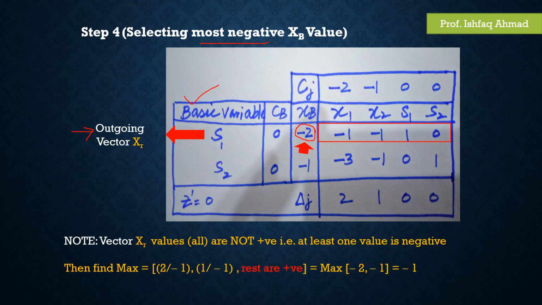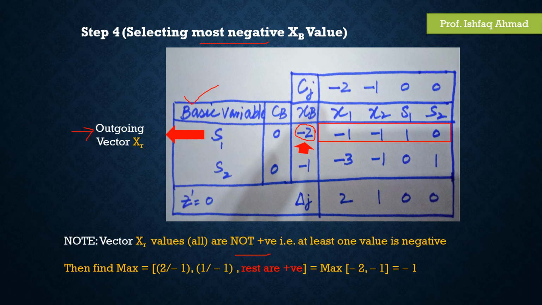Here are the bases, I mean basic variables, and then we have to find which variable will replace this S1. That will be incoming vector. So vector XR values all are not positive.